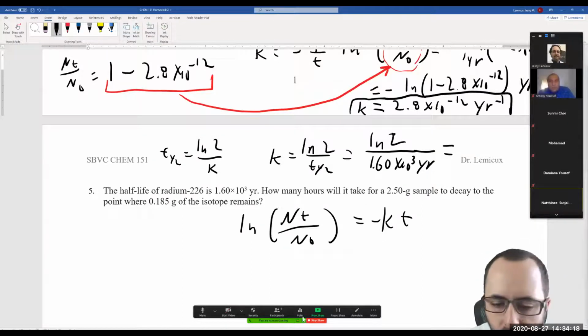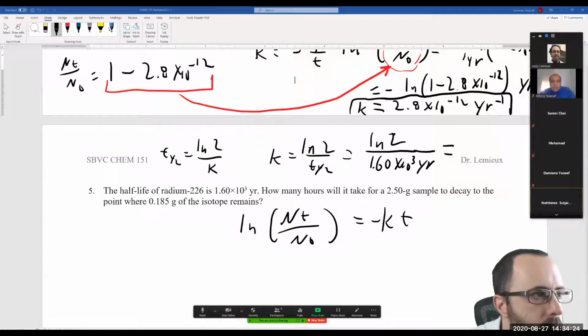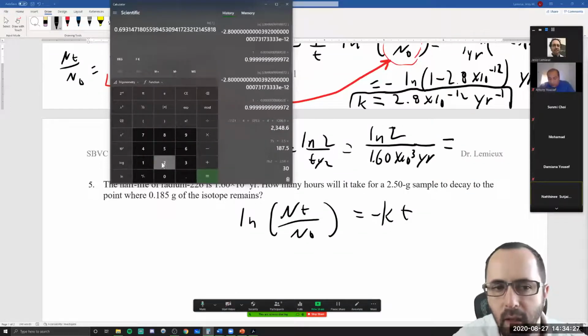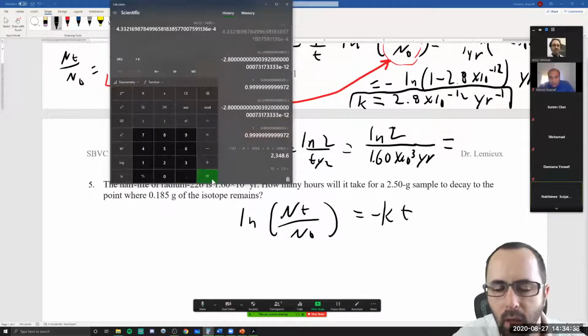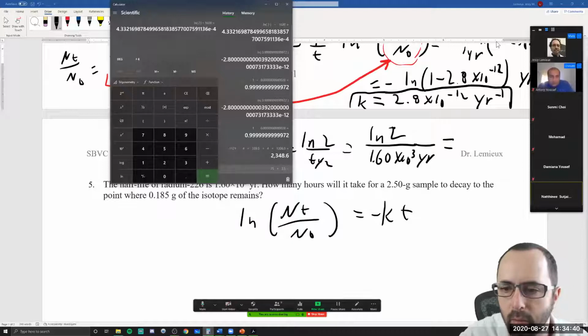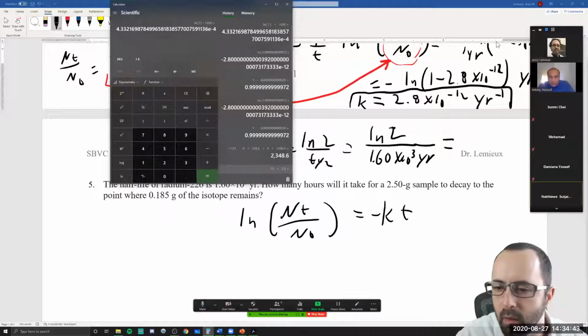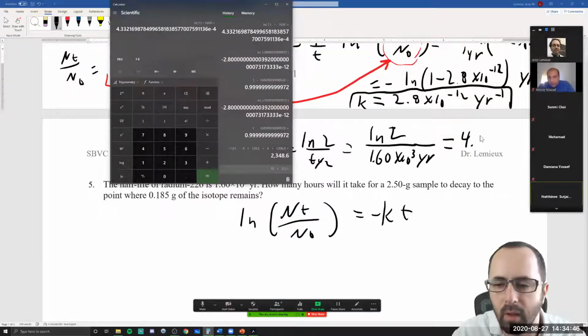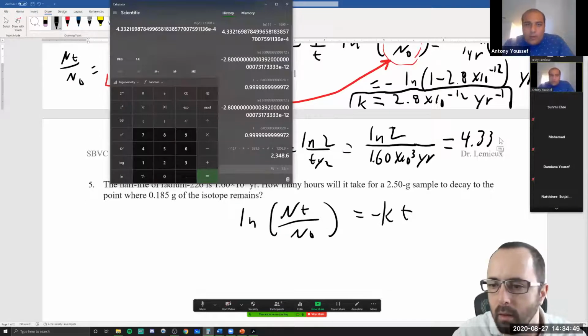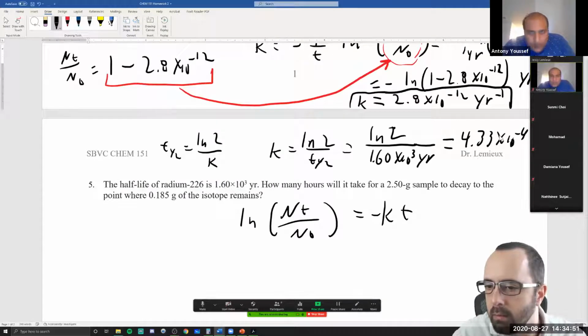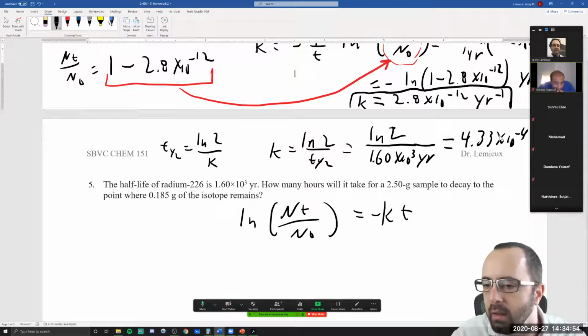So the rate constant there would be, take 2, take the natural log of that, you get 0.6931 about, and then divide by 1.6 times 10 to the 3rd. So you get, for the K there, the decay constant, it's 4.332 times 10 to the negative 4. All right. And the unit is year to the -1. Don't forget the unit, 1 over year.